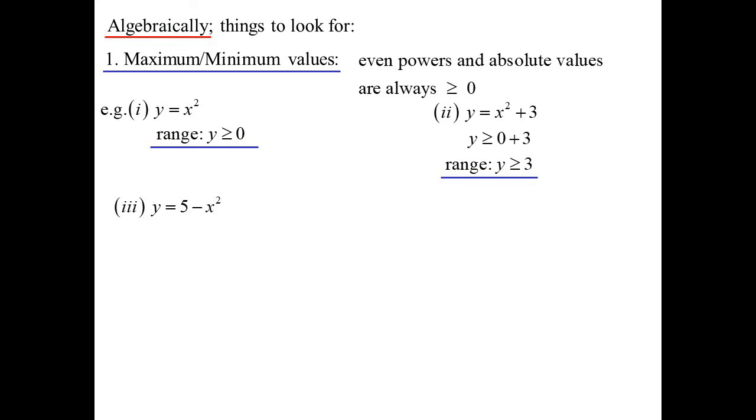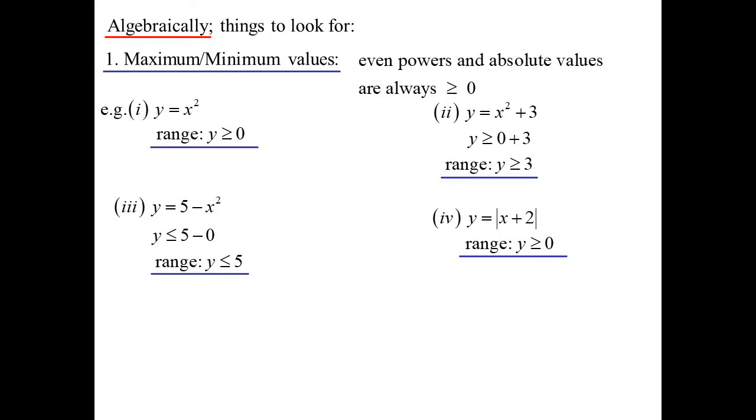5 minus x squared, but hang on, now it's minus, I'm taking it away. So the biggest it could be would be 0. So in this case, the biggest it could be would be 5 minus 0. Absolute value, x plus 2, absolute value, got to get a positive number. Y greater than or equal to 0. What about if we shifted that curve? X plus 2, well, the absolute value of x plus 2 has got to be bigger than or equal to 0, but we're subtracting 5 from every answer. So the smallest I could have there is negative 5. Y's got to be greater than or equal to negative 5. So there's some sort of ideas you use algebraically when you're looking for a range.